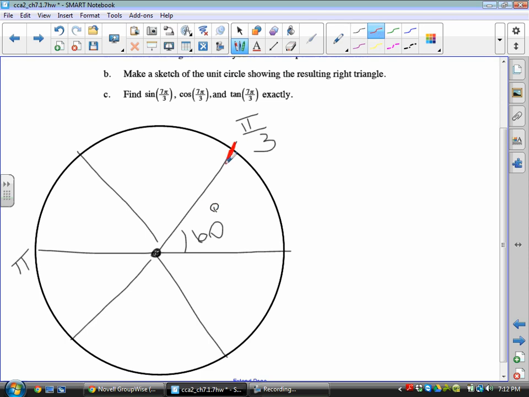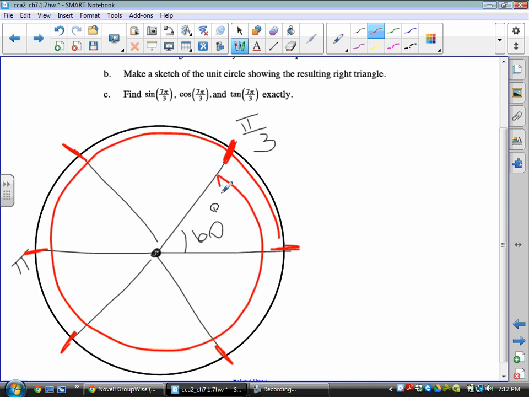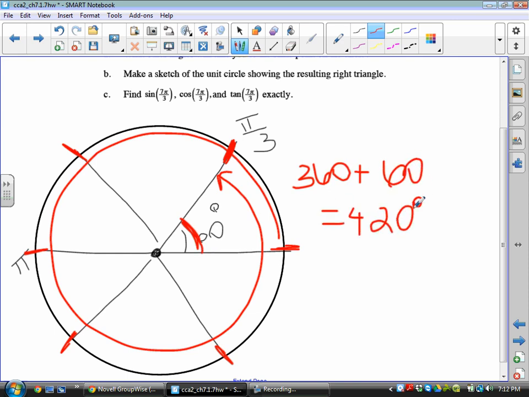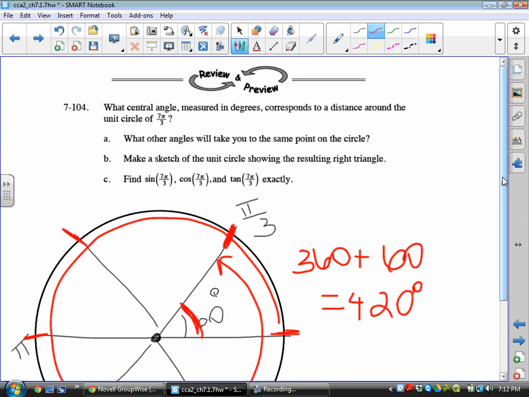So here's 1, here's 2 pi over 3, 3 pi over 3, 4 pi over 3, 5 pi over 3, 6 pi over 3, 7 pi over 3. So I went all the way around once and back to here. That angle measurement would be 360, because we went all the way around, plus the one measurement of pi over 3, which is 60 degrees. So that's really going to be 420 degrees. Okay, that's the part before we even get to the questions. 420 degrees is 7 pi over 3.